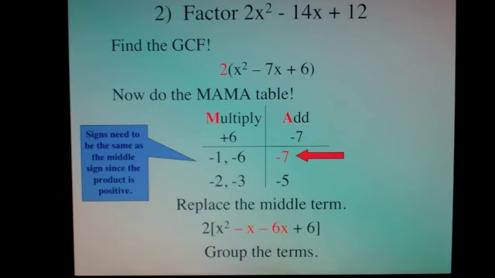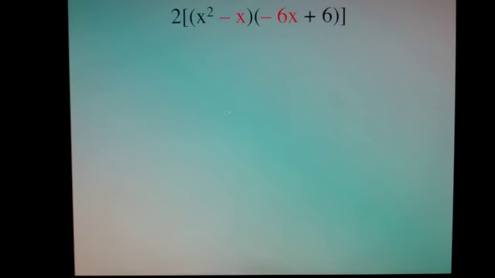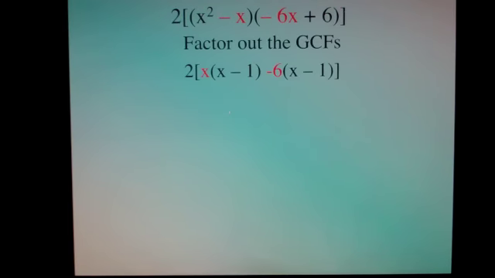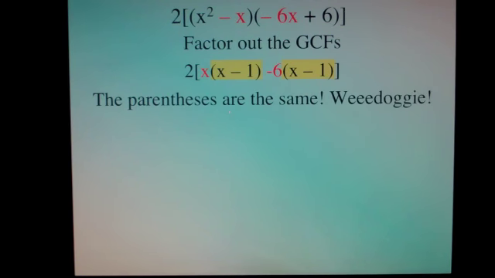We're going to group the terms. Once we do that, we're going to factor out their GCFs. We can get the x out of the first set of terms, and we can get negative 6 out of the second set of terms. Parentheses are the same. So we get 2 times x minus 6 times x minus 1.